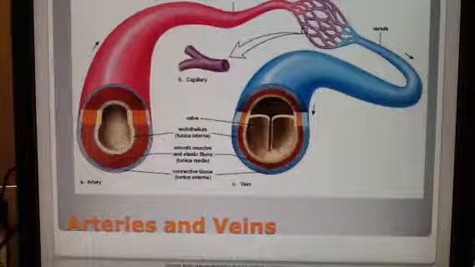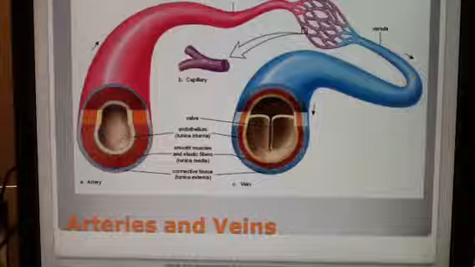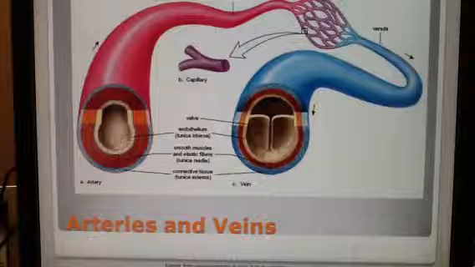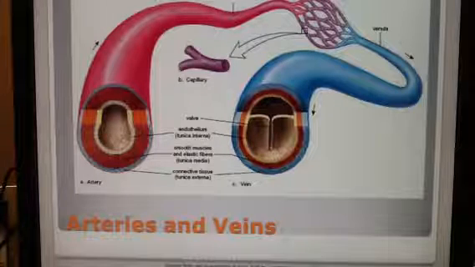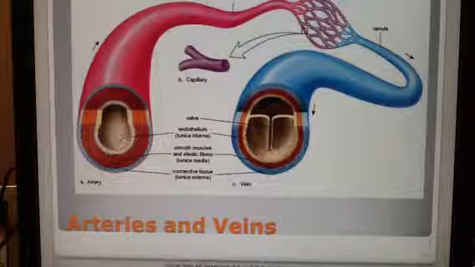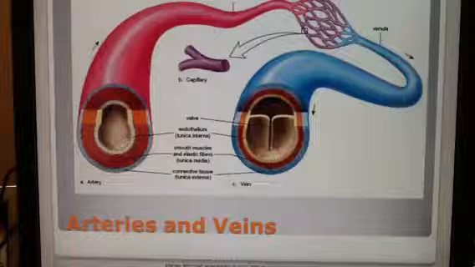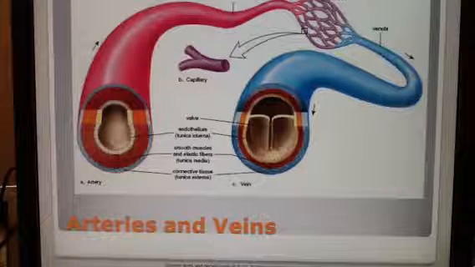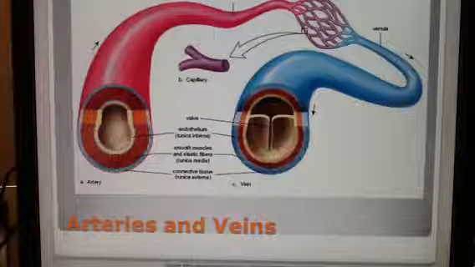Okay, now I want to talk about arteries and veins. First, I want to talk about blood flow through the arteries and veins in the systemic circulation. So when blood is ejected from that left ventricle, it gets ejected into the aorta, which is an artery. The aorta connects to several arteries within the body. The arteries then get smaller and turn into arterioles.